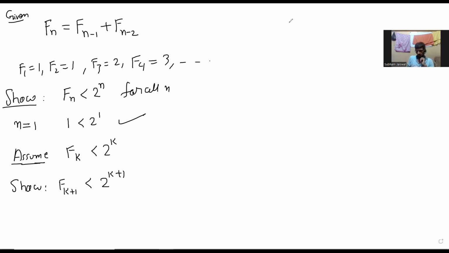How would you show that fk plus 1 is less than 2 to the k plus 1 using fk? Oh, you know that fk plus 1 is fk plus fk minus 1. This is what we know. This is the definition of the sequence. So you know that fk plus 1 is equal to fk and fk minus 1, the sum of these two things. You would like to show that this is less than 2 to the k plus 1.